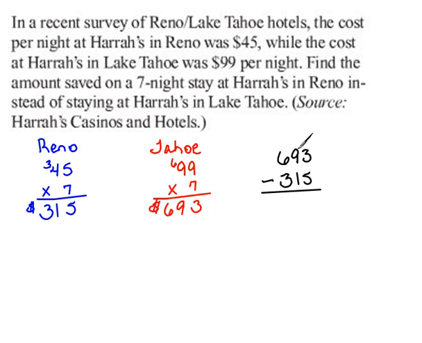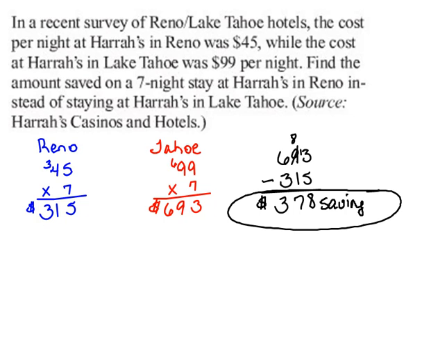So if we subtract those, let's see, we're going to have to borrow there. So 13 minus 5 would be 8. 8 minus 1 would be 7. And 6 minus 3 would be 3. So it looks like we're going to be saving $378 by staying in Reno rather than Lake Tahoe.